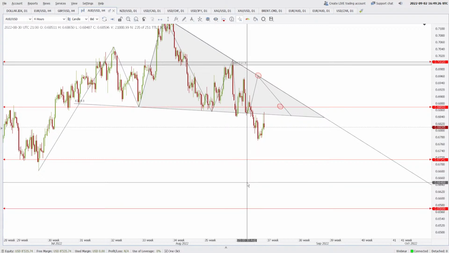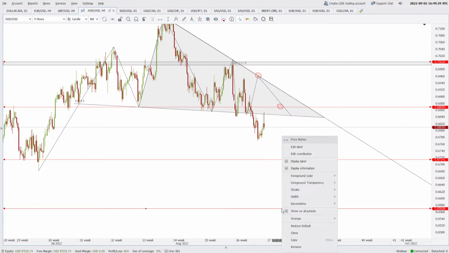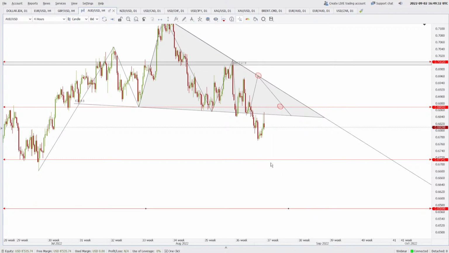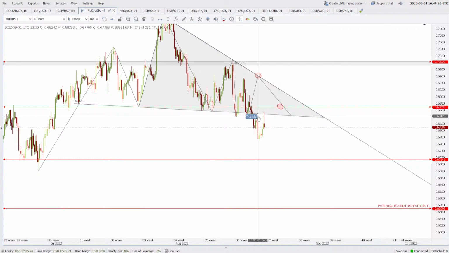All right, so this is the potential move. I will write potential broken head and shoulder pattern targets. So these are the potential broken head and shoulder pattern targets. Let us see how things unfold in the future. If the pair goes to this level, then you will have more confidence in our trading system.